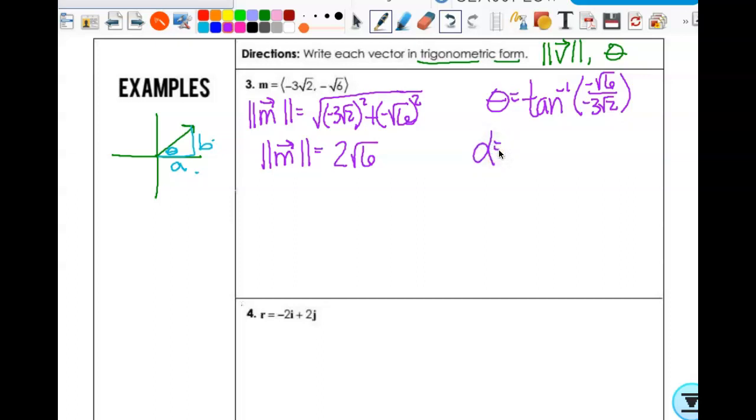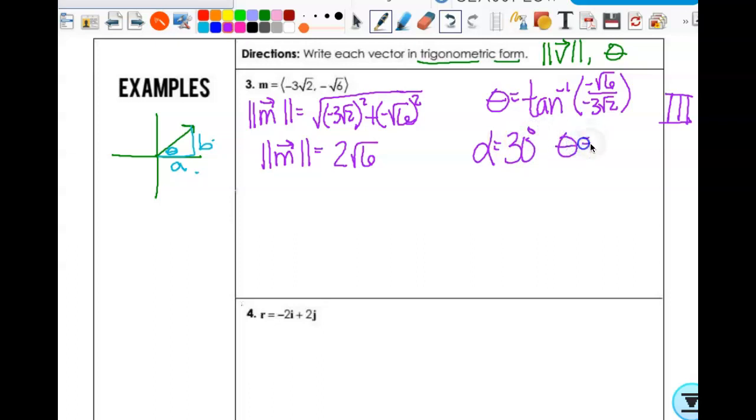But then we need to know what quadrant do we expect theta to actually be in? The third, because it's negative, negative, right? So I'm going to put a 3 over here so I make sure that I remember I'm in the third quadrant. So once I type that in, I shouldn't even really need to type it in, right? But you should get 30.